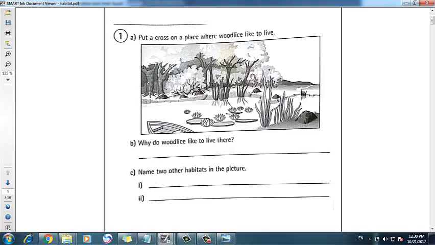wood lice. Why do wood lice like to live there? Of course, because in this habitat it can find its own food, its own water, its own shelter. That's why it likes to live in this place. Name two other habitats in the picture. It seems like we have ponds and we have forest. So we have pond habitat and forest, and those are the two other habitats.